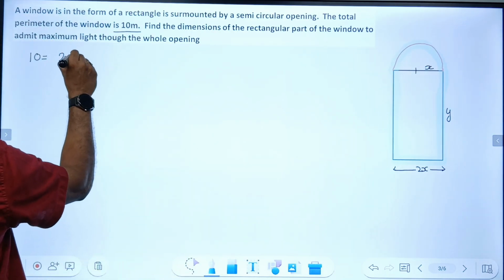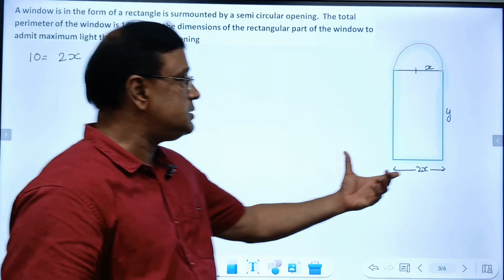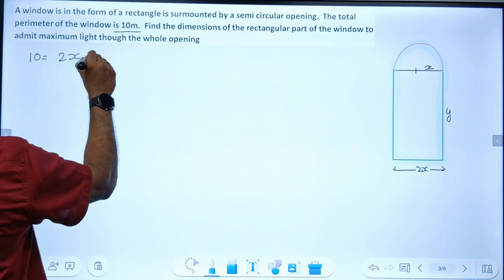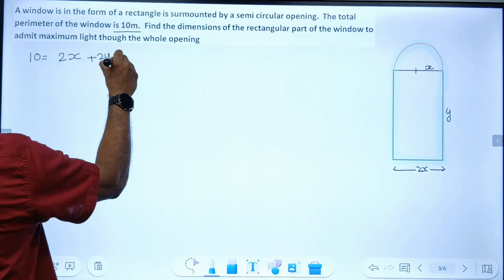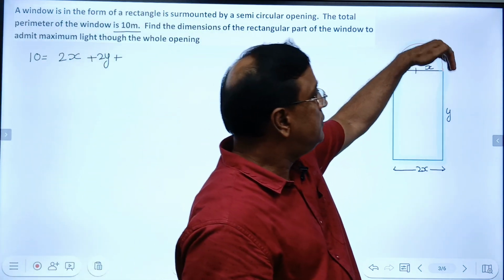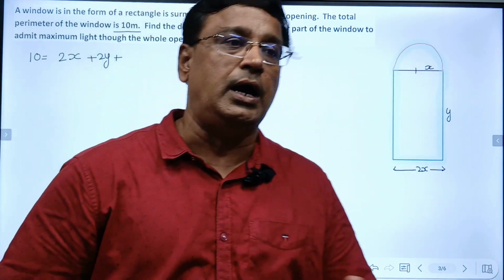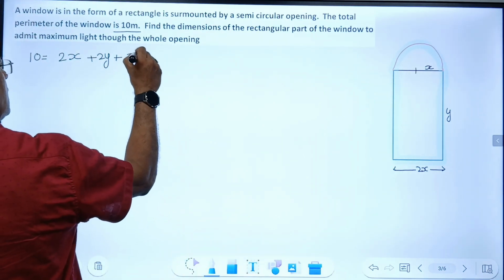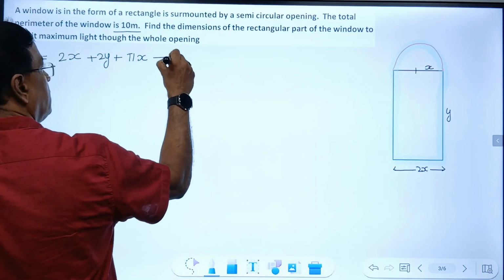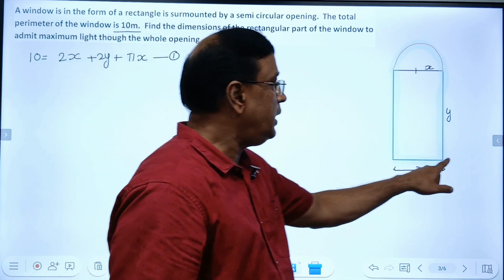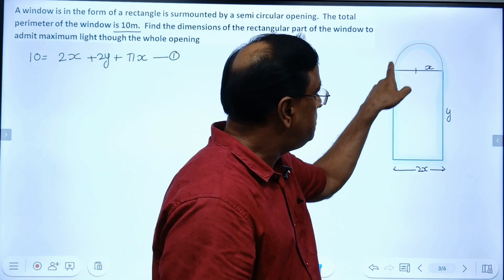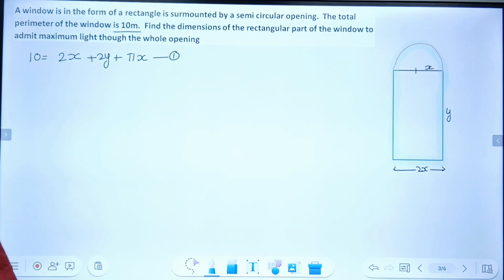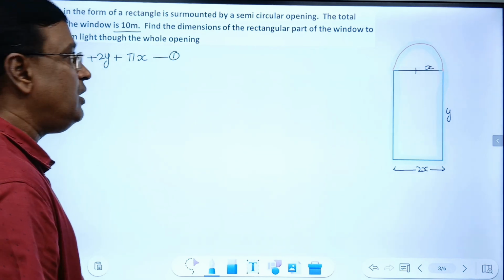The perimeter is 2x, and these two lengths, that is 2y, plus the semicircular part. The circle perimeter is 2 pi r, half of it will be pi r, so it will be pi x. So this is what is given to you: 2x plus 2y plus pi x equals 10.